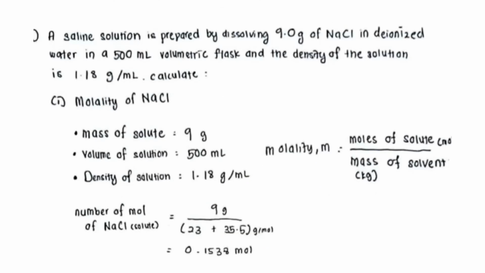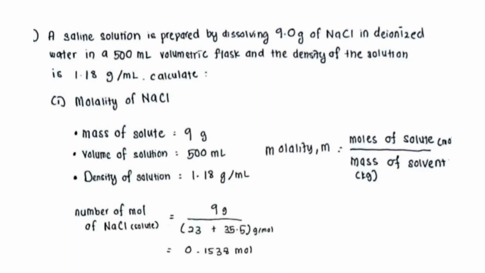Then, for question D, a saline solution is prepared by dissolving 9 grams of sodium chloride in deionized water in a 500 ml volumetric flask, and the density of the solution is 1.18 g per ml. Calculate the molality of sodium chloride. So we need to take out the information given from the question. For example, mass of solute is equal to 9 grams, volume of solution is equal to 500 ml, and the density of solution is equal to 1.18 g per ml.